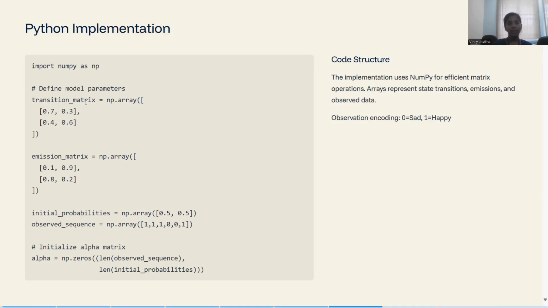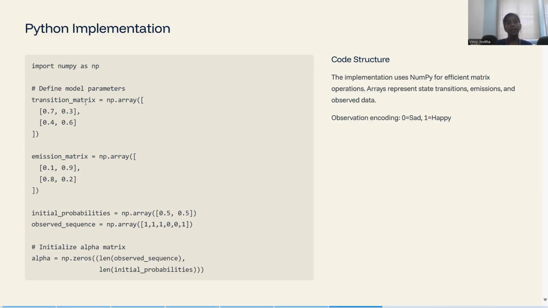same as that. And then we initialize the probabilities. We are using 0.5 and 0.5, okay, and the observed sequence as 1110011, which says that for the first three observations we have noted that the observation is happy, as we have encoded happy as 1, and there are two zeros, which implies that the mood or the observation implies sad over there.